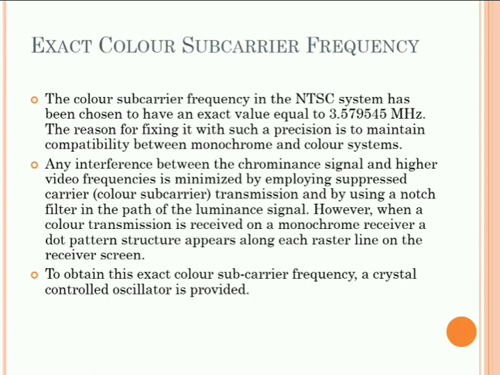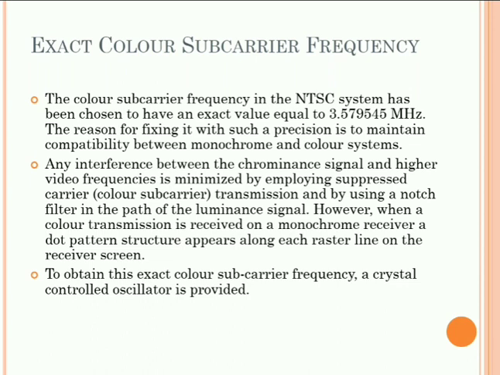3.579545 megahertz. The reason for fixing it with such a precision is to maintain the compatibility between the monochrome and color systems. Wherever we see it, 3.57, we call it 3.5; we do not go with the precision 3.579545. But the reason for fixing it with the precision is that we have to maintain the compatibility between the monochrome and color systems, because we are using the same signals for producing the output at the monochrome television as well as the color television. Whatever we are shooting at that particular camera will capture that color information.